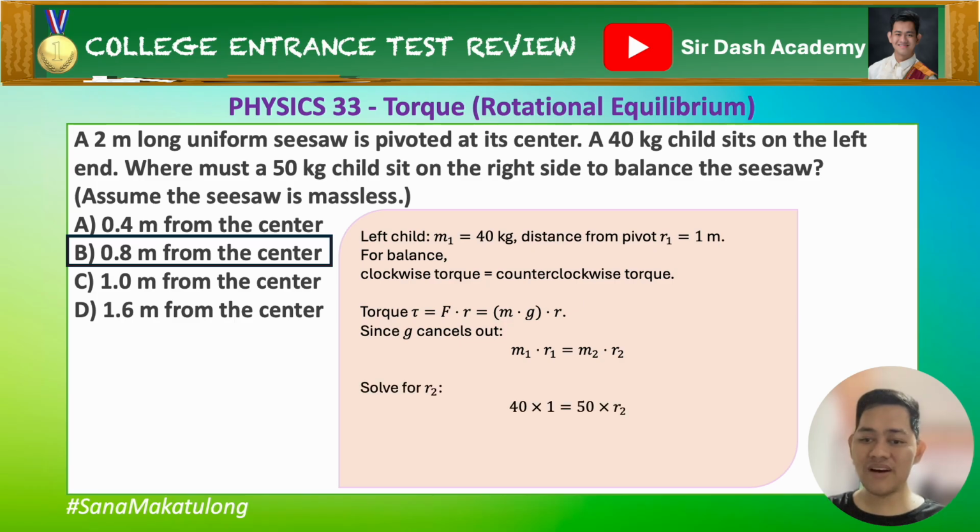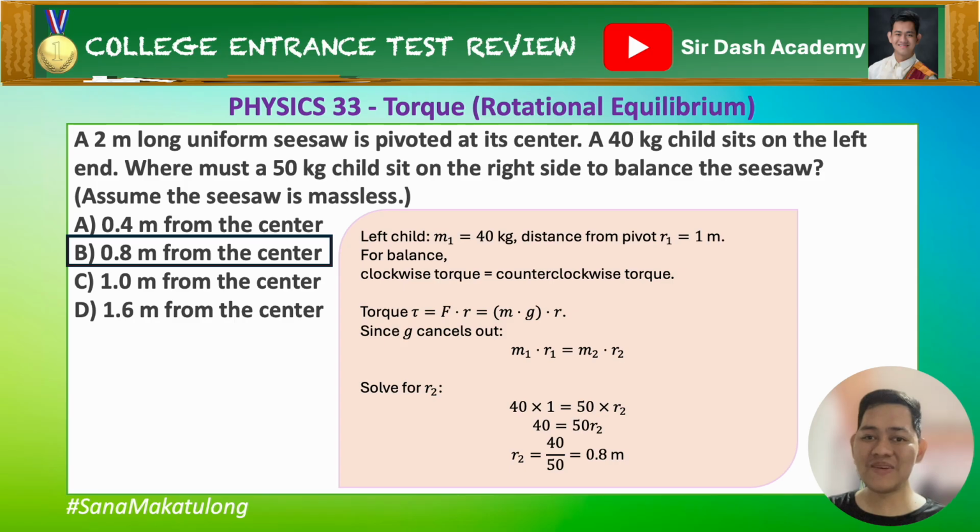Okay, solving for r2, that would be 40 times 1 equals 50 times r2. Solving for it, you will have 40 equals 50 R2. Dividing both sides by 50, R2 would be equal to 0.8 meters. So the correct answer is letter B.